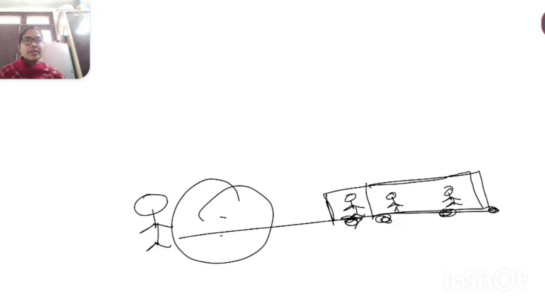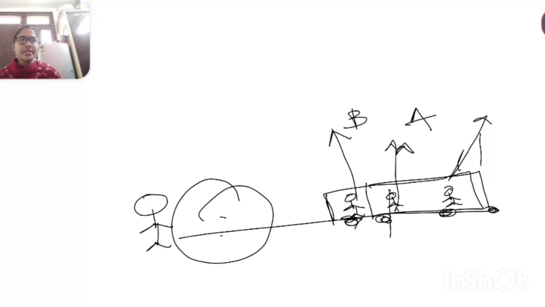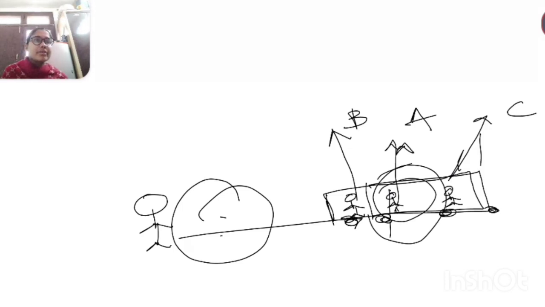But suppose this is person A, this is person B, and this is person C inside the bus. According to person A, they will think of it like this: B and C are at rest. They are not in motion. They are sitting in their position. So here your perception and the perception of the passengers inside the bus are different.